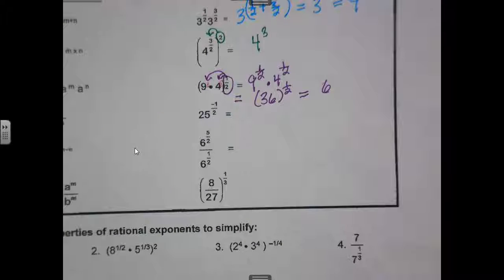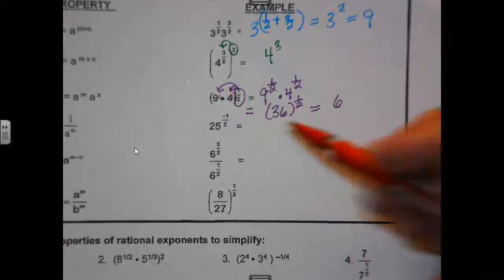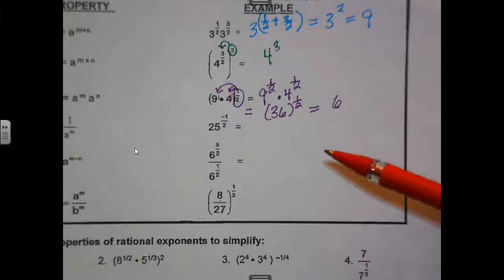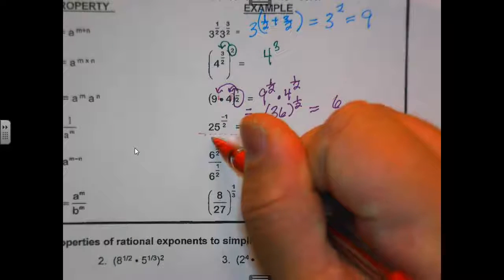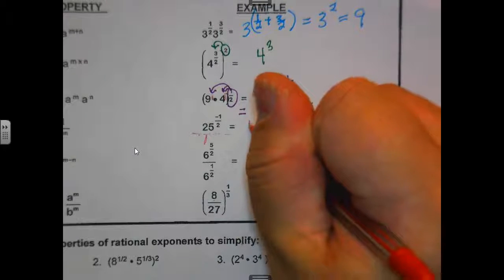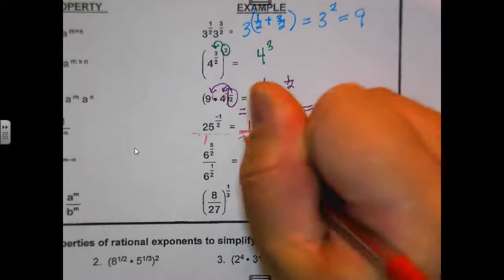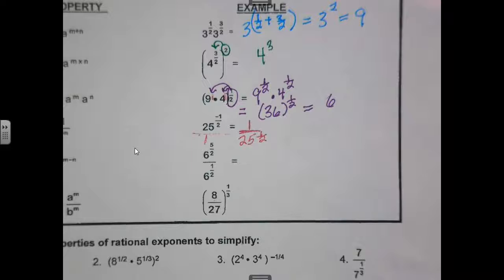Okay, what about negative exponents? How do I get rid of negative exponents? Flip them. You should be thinking of this as over 1 because it's like a whole number. So this becomes 1 over 25 to the 1/2. And what's 25 to the 1/2? 5.